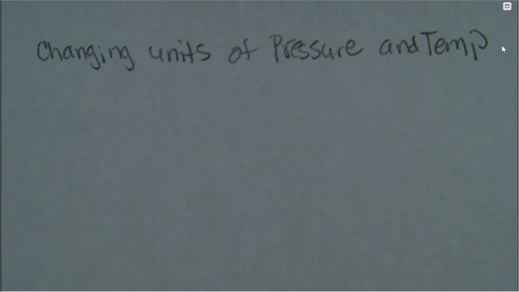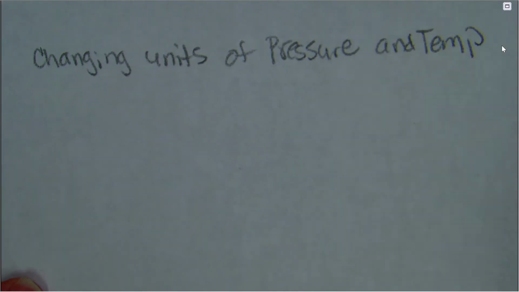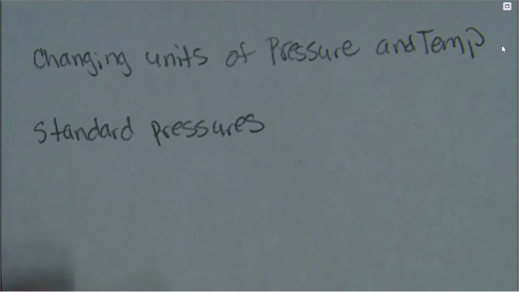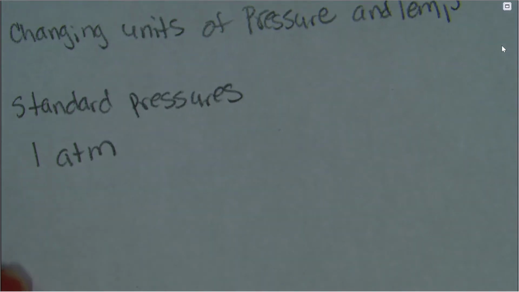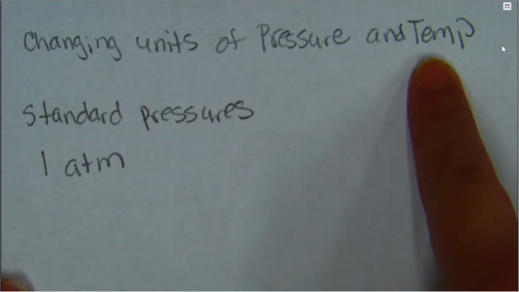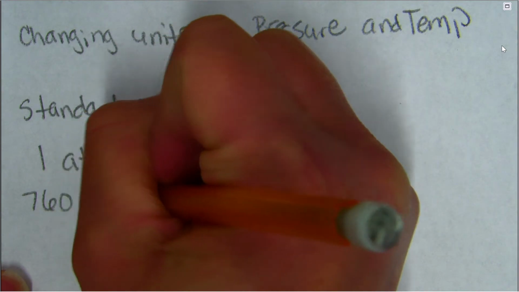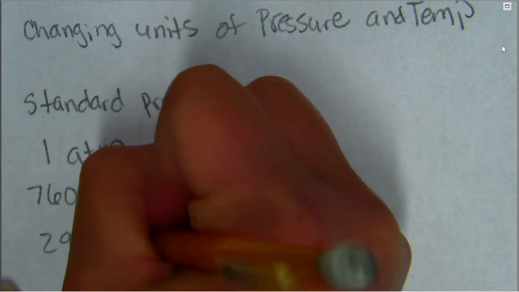So a couple of different types of units that we can use in terms of measuring pressure. And now these are standard pressures. Okay, so we have atmospheres, 1 ATM for atmosphere. And this is your changing units of pressure and temperature worksheet. We have 760 millimeters of mercury. We have 29.9 inches of mercury.